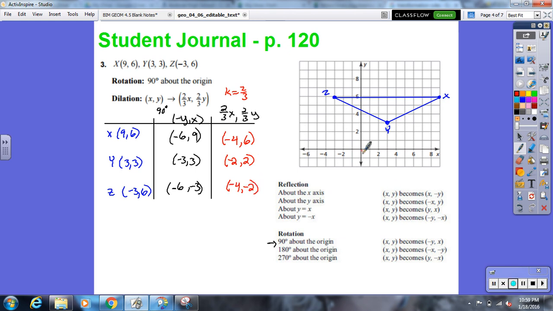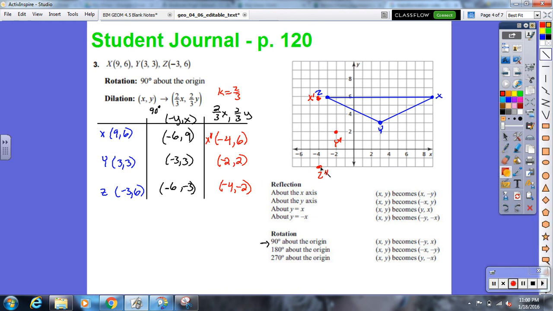So these are our points. Let's go ahead and graph them. We have negative 4, 6. So this is going to be our x double prime. And negative 2, 2 is our y double prime. And let's see here, negative 4, negative 2 is our z double prime. And once again, let's go ahead and connect those.